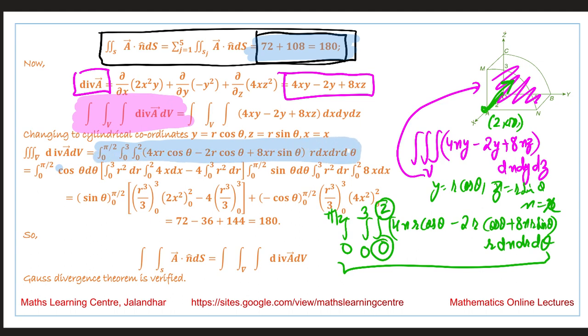Now if you integrate these values, you will obtain the answer is 180. And this is what we have to prove, that in both the cases the answer is 180. So we are saying both the integrals are equal. So we are saying that the Gauss divergence theorem is verified in this case.